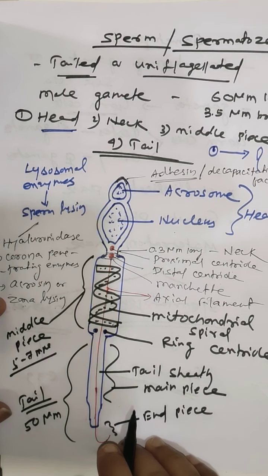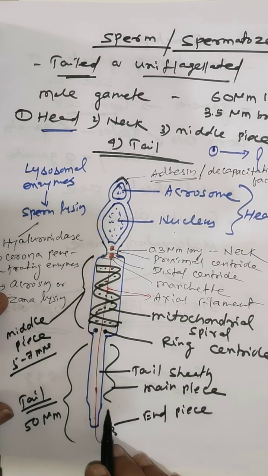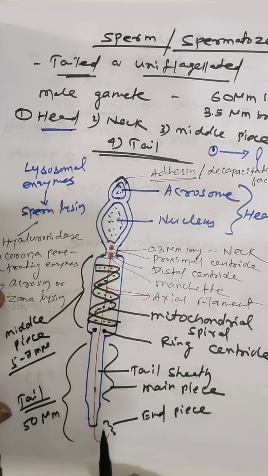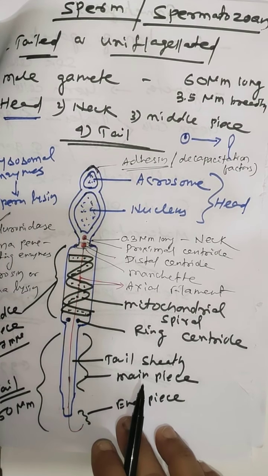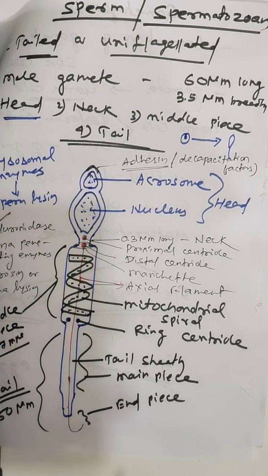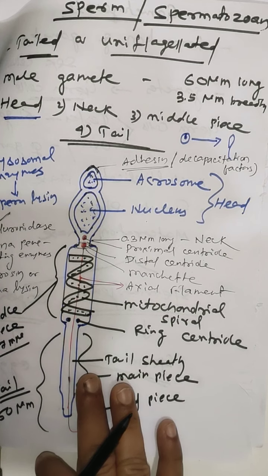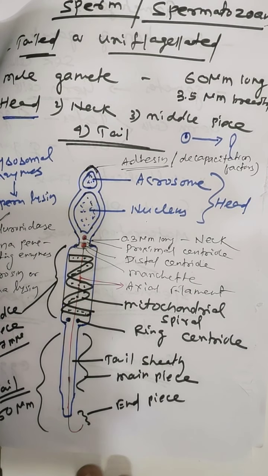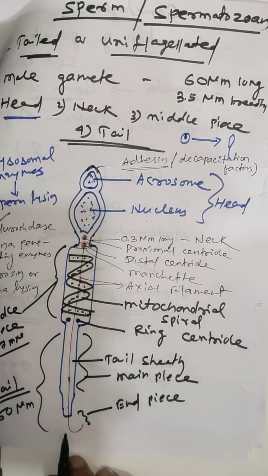The axoneme or axial filament occurs throughout the tail. The tail is the vibratile part of the sperm. By the vibratile movement of the tail, the sperm moves towards the ovum and fertilizes it. Generally, the tail has two parts, the anterior main piece and the posterior end piece. The main piece is covered by the plasmalemma, whereas the plasmalemma is absent in the end piece. The tail sheath gradually narrows towards the distal end. The end piece contains only the axial filament.